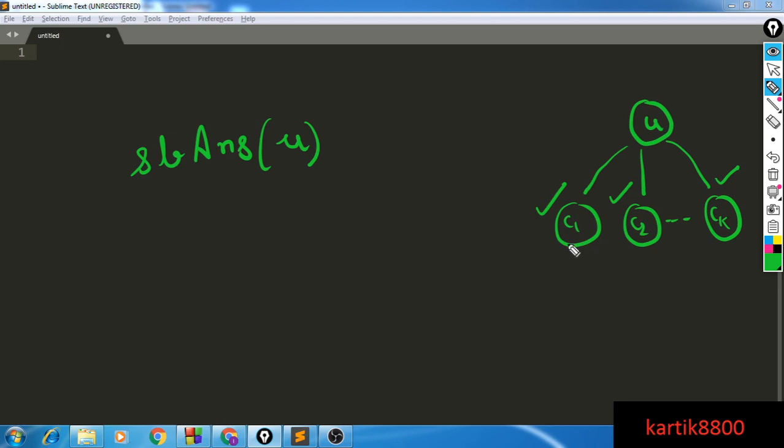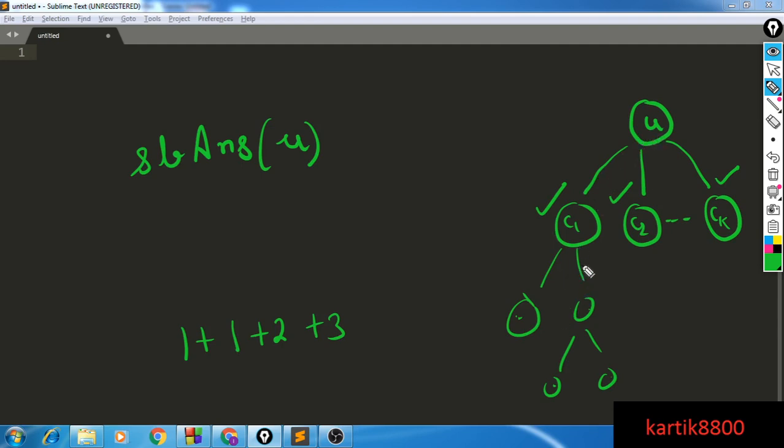So the subtree answer of C1 is going to be the sum of the distances of all the nodes from C1, considering only those nodes that are in the subtree rooted at C1. For example, if this is the tree, this particular node is at a distance of 1 from C1. This node is also at a distance 1. This is at a distance of 2. This is at a distance of 3. So subtree answer of C1 is going to be 1 plus 1 plus 2 plus 3.